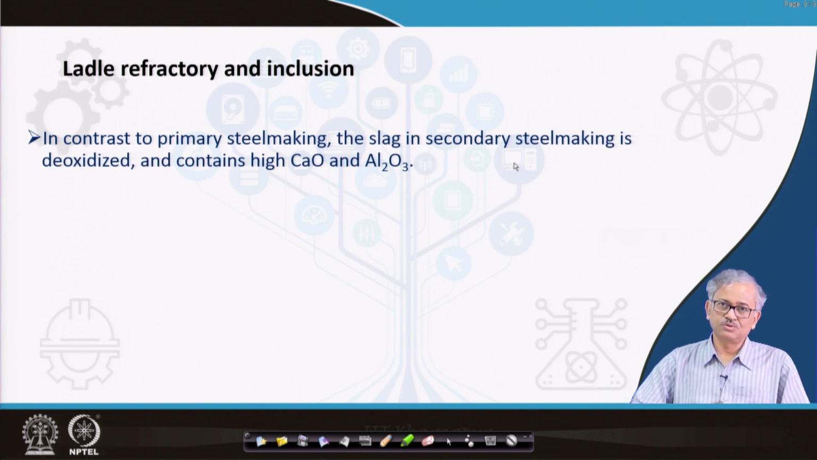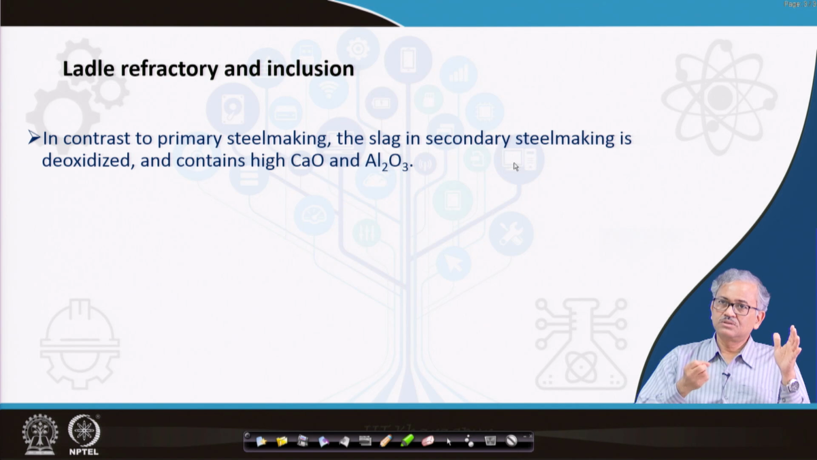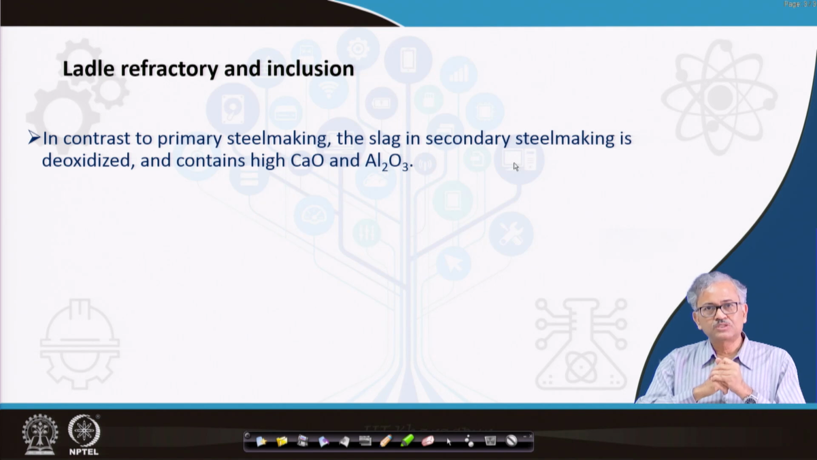So the refractory also has to be taken care of, because you have to choose refractories that do not react too much when the dissolved oxygen in the bath is very, very low, such that they do not decompose. For example, a silica refractory, an acidic refractory, will not be suitable when the bath oxygen is very low. Silica will immediately decompose.